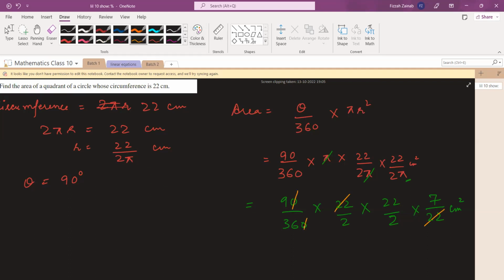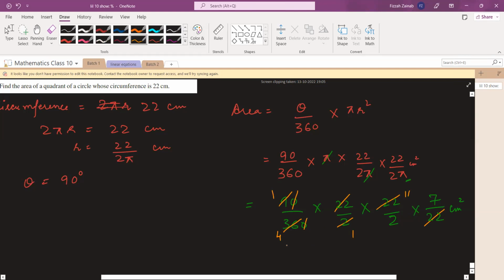So 11 goes here, then 10 goes here, right? And this is 2 into 1, 2 into 11, right? Then 9 into 1 and 9 into how much? 4, right? Yeah, 4. And how do you get 7 by 22? Because the pi is in the denominator, right? So you will write the inverse, like 22 in the denominator and 7 in the numerator.